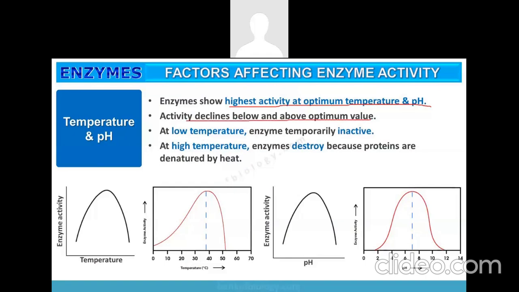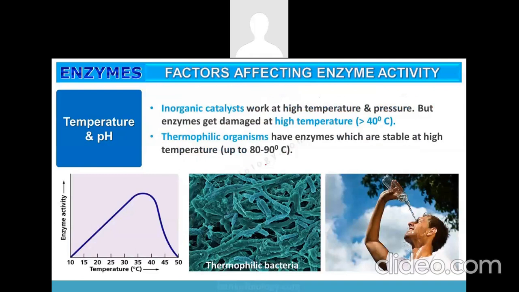So what are the factors affecting the enzymatic action? The first one is temperature and pH, the concentration of the substrate. So as the temperature increases, the enzymatic reactions also go up. The concentration, and finally the presence of an inhibitor. Temperature and pH. Enzymes show the highest activity at optimum temperature and pH. Why?